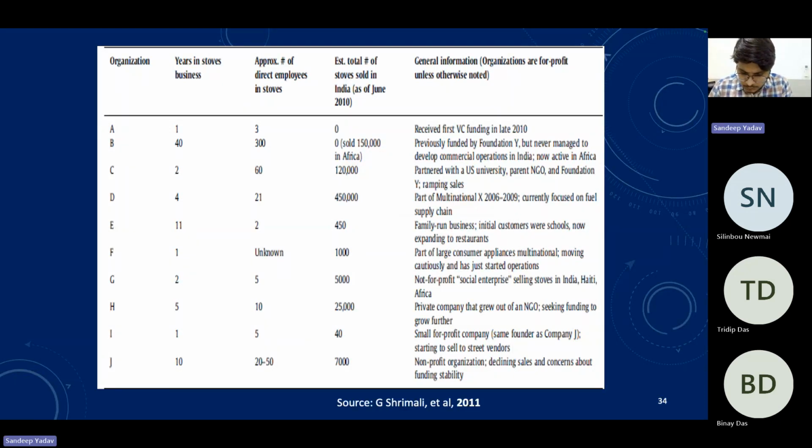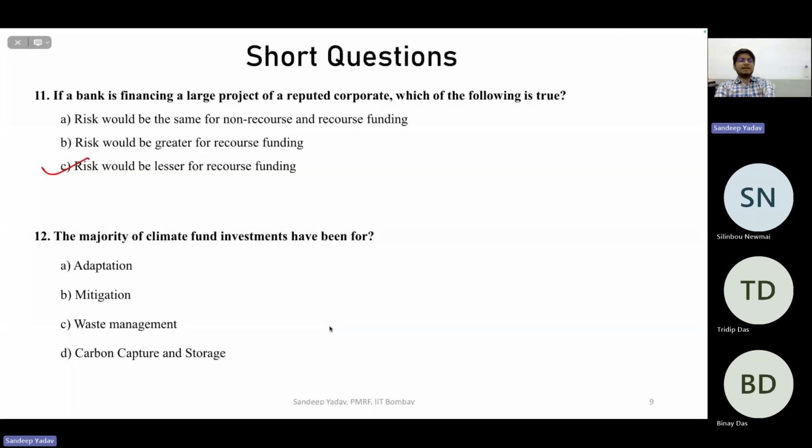So if you understand, if a company is providing recourse funding, then the risk associated will be less, because if that company still defaults, you can still recover these loans from their assets, on which you will hold some rights. Is it clear? Yes, sir. Okay.